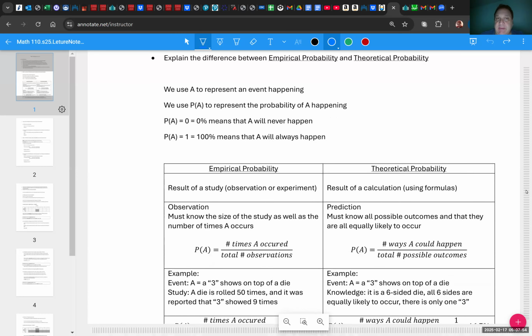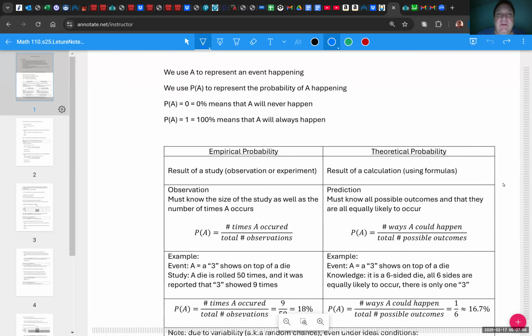With the letters, we typically use a capital letter like an A or a B to represent some event happening. It rains or you win the lottery or something, right? So a capital letter is an event happening, and P(A) is the probability of that event happening. When P(A) is zero, which is the same as 0%, we say that A will never happen. That event will never ever occur.